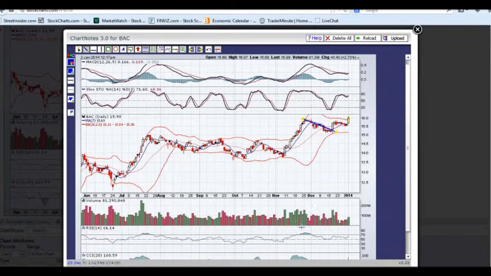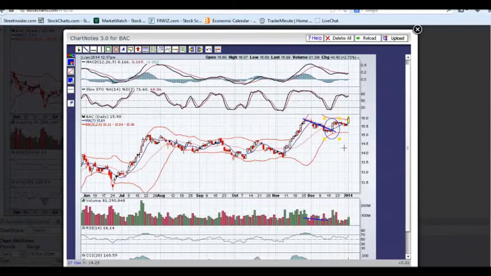No volume, right? We know we have a counter move. We want to look for a buy opportunity. Well, unfortunately, for those of us who were looking to be buyers of Bank of America, we didn't really get a good place to get in. What happened is we got a big shot higher.